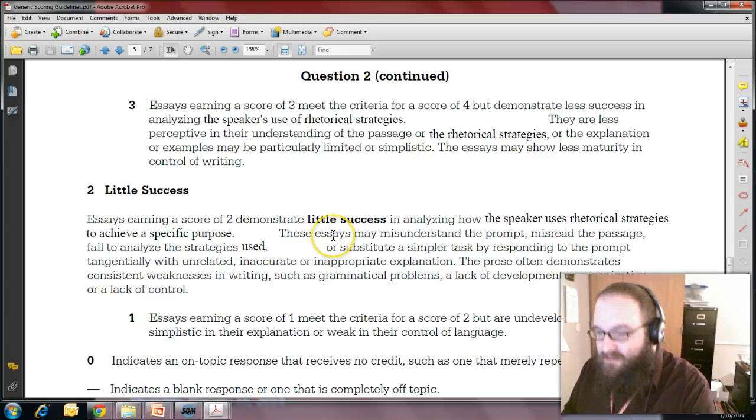to them. These students don't understand rhetorical analysis, or if they do, for whatever reason, they didn't write a rhetorical analysis paper. They wrote something else. They misunderstood the prompt, they misread the passage completely, they failed to analyze anything, or maybe they just paraphrased the whole passage or whatever. And once again, just like we saw at the top, pervasive grammatical errors will earn an automatic score of 2.